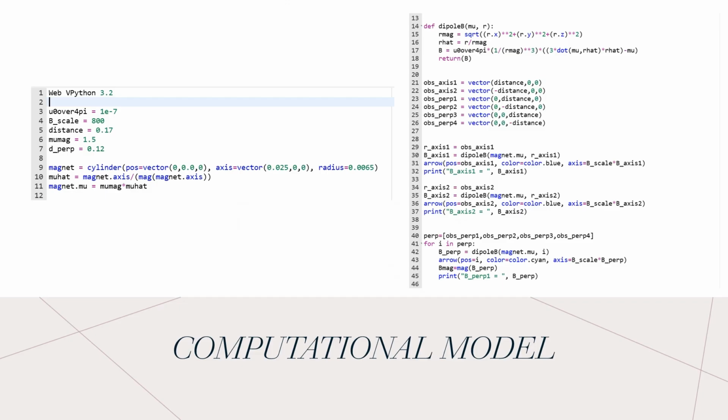Here is the code I set up through VPython. We have our constants up front and distances measured throughout our experiment, as well as drawing the magnet and finding the mu hat and magnetic mu. Here is the function for finding the magnetic field, drawing arrows and determining our locations. I got lazy here, so I did a for loop to solve that for me.